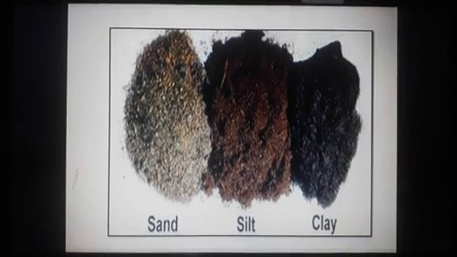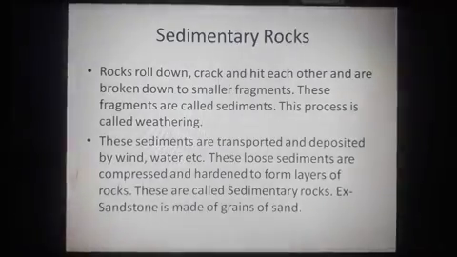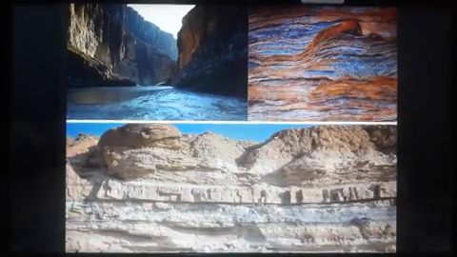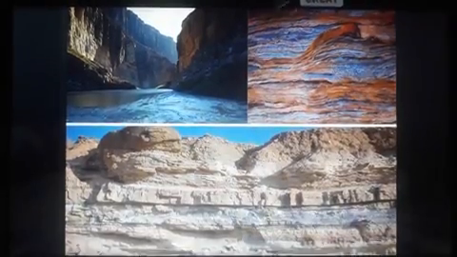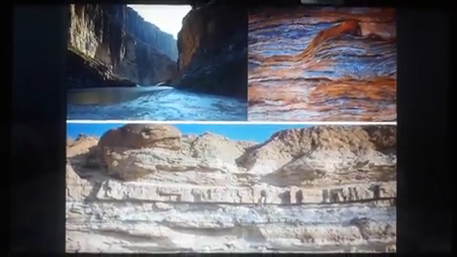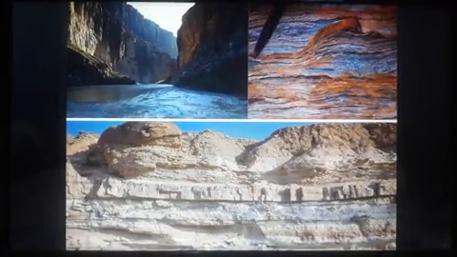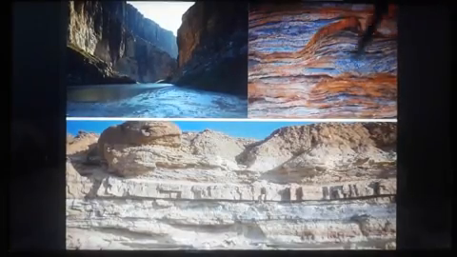These loose sediments are compressed and hardened into layers of rocks, and this type of rock is known as sedimentary rock. You can see the size of the river. Here we can see many layers. You can see the layers here. They are known as stratified rocks also.